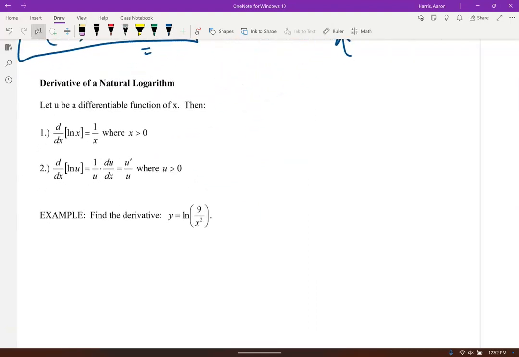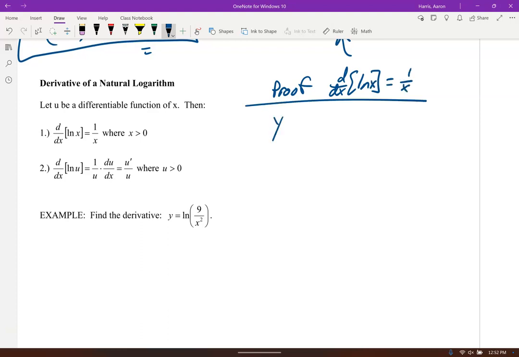All right, let's move on here. Derivative of the natural log. I think it's worth looking at the proof of this. What I'm trying to do, you guys, is prove that the derivative of the natural log of x is 1 over x. So I'm going to start with y equals ln of x. And if I take e to both sides, then I'd have e to the y equals x.